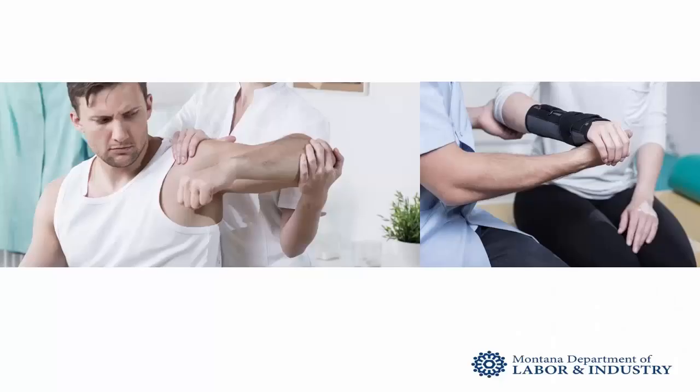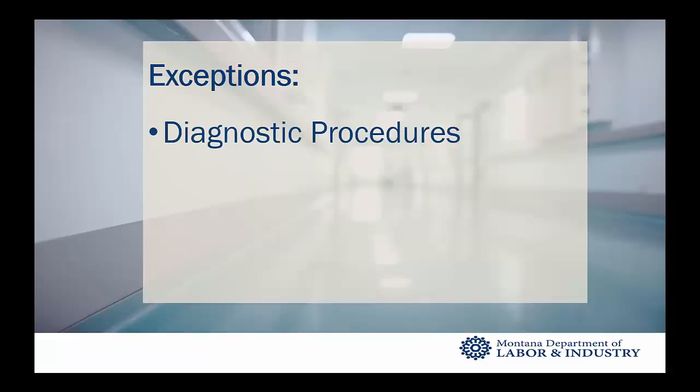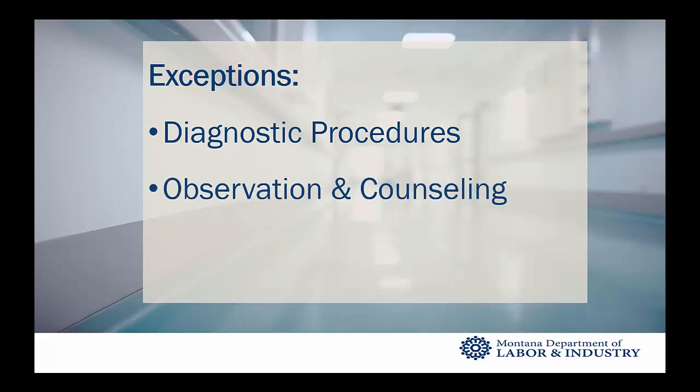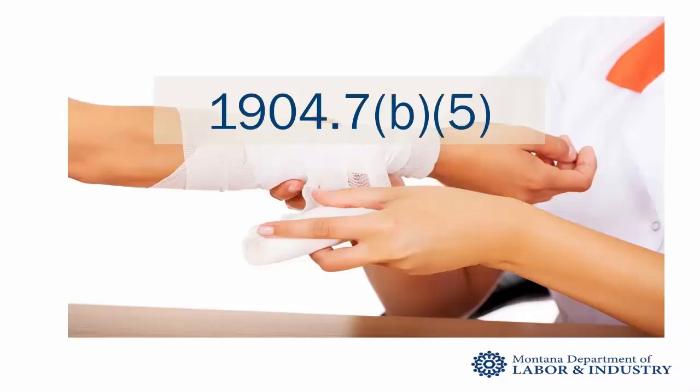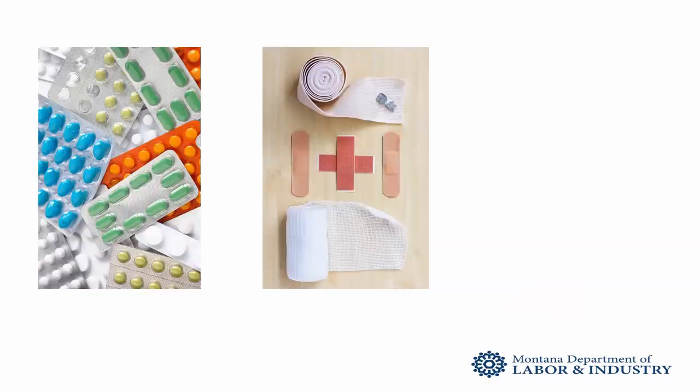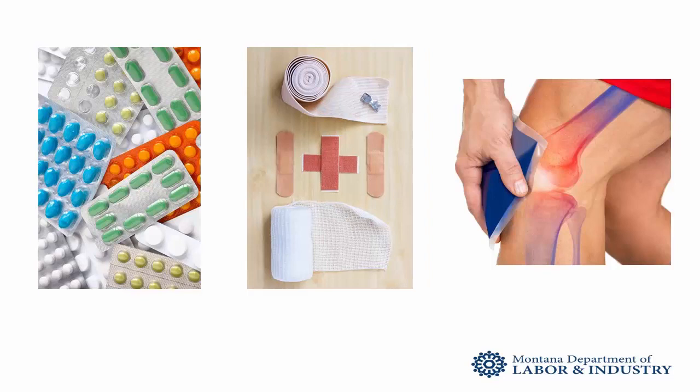For OSHA record-keeping purposes, medical treatment is any treatment for an injury or illness except diagnostic procedures, observation and counseling, and first aid. First aid consists of 14 specific treatments listed in Section 1904.7(b)(5) of the regulatory text. It includes items such as non-prescription medication, wound coverings, and hot and cold treatment.